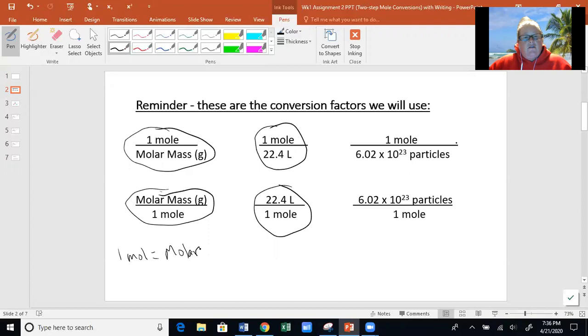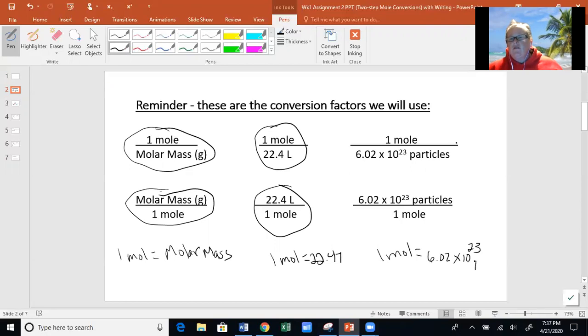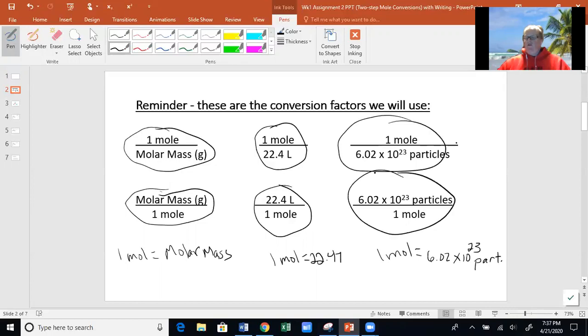Here, I will just write these down. 1 mole equals 22.4 liters. And then the last is 1 mole, my pen is making me write crooked, is 6.02 times 10 to the 23rd particles. So these are the 2 possible conversion factors that can be used with that.